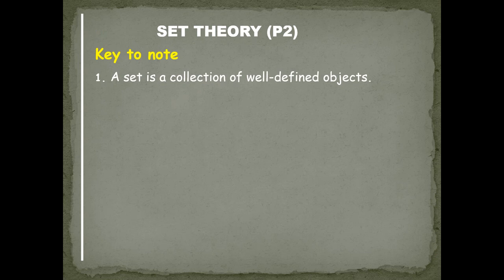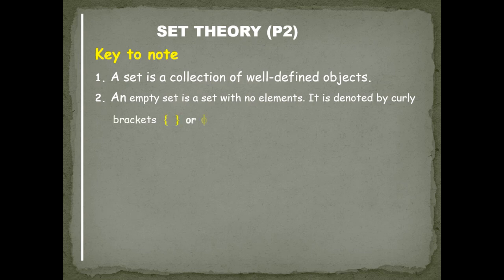The definition of a set. In primary school, we defined a set as a collection of well-defined objects. You can think of a set in any form: a set of girls, a set of boys, a set of exercise books, a set of subjects, and so on. On the other hand, an empty set is a set with no elements.